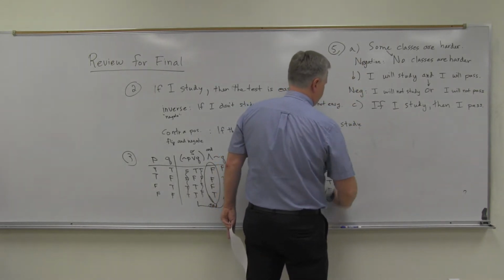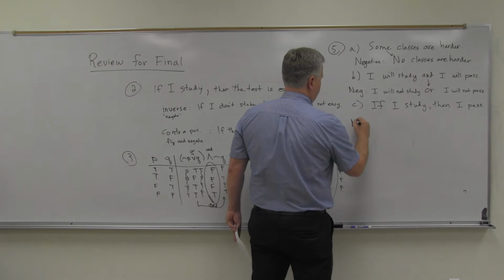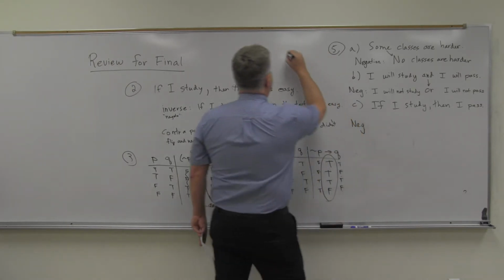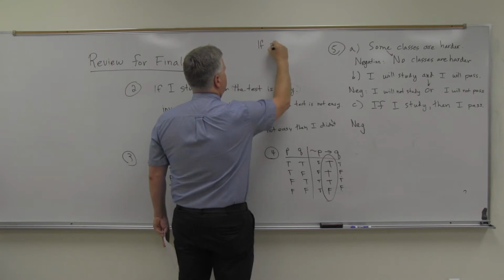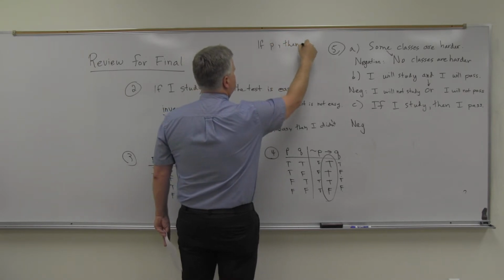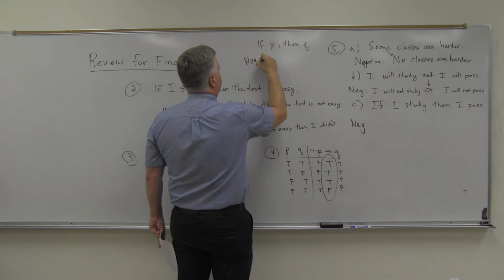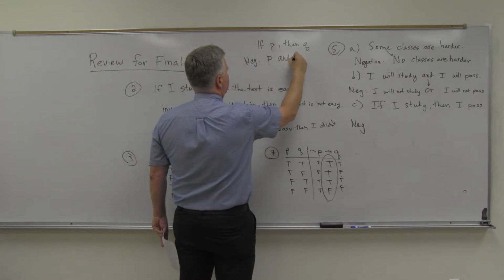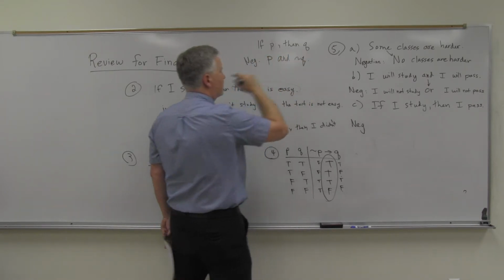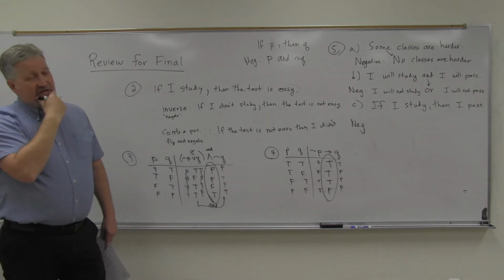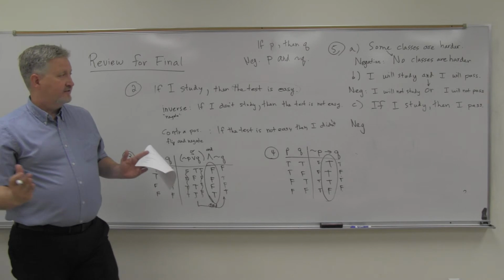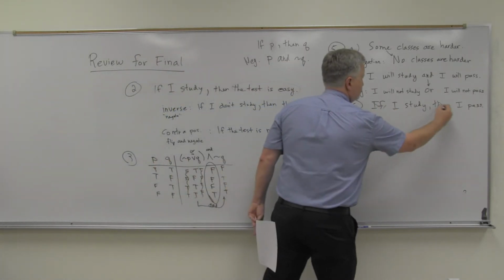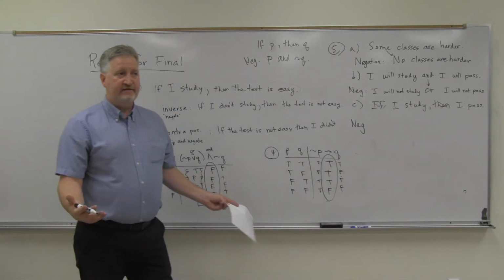All right, so remember this one. Let me write: if P, then Q. The negation is P and not Q. So an if-then, you take out the if-then altogether and you replace it with and.